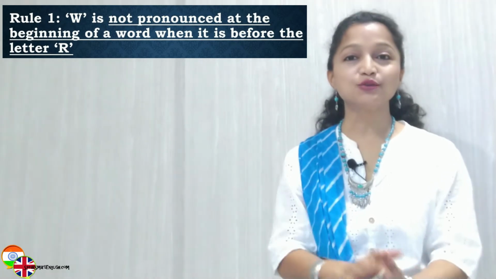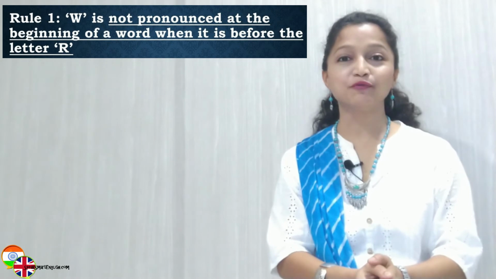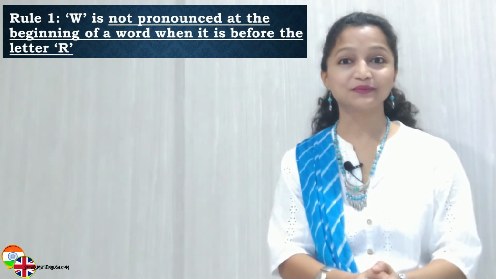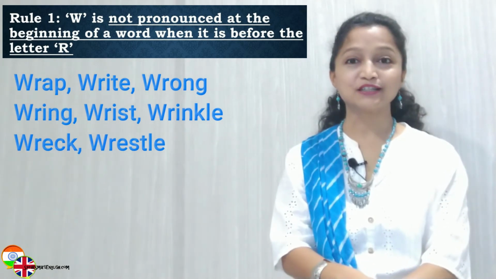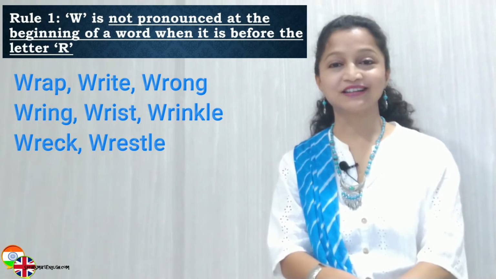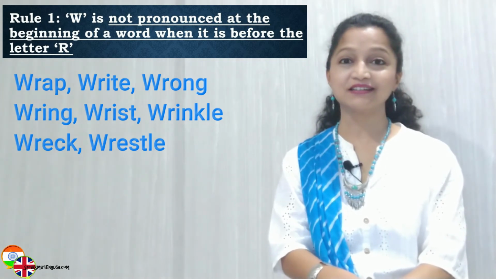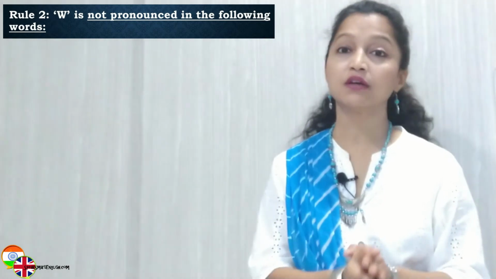And the last letter, that is silent letter W. Rule number 1, W is not pronounced at the beginning of a word when it comes before the letter R. Like in these examples, wrap, write, wrong, wring, wrist, wrinkle, wreck, wrestle. And rule number 2 is there are certain words in which we don't pronounce W.